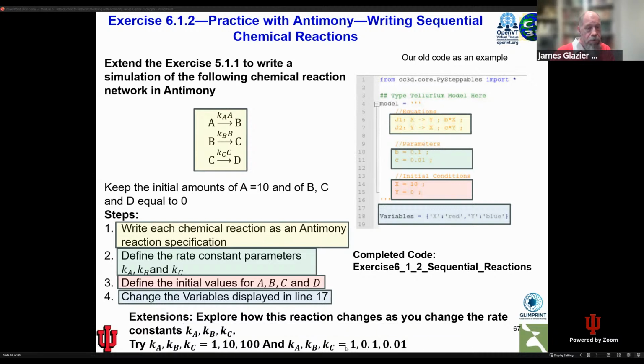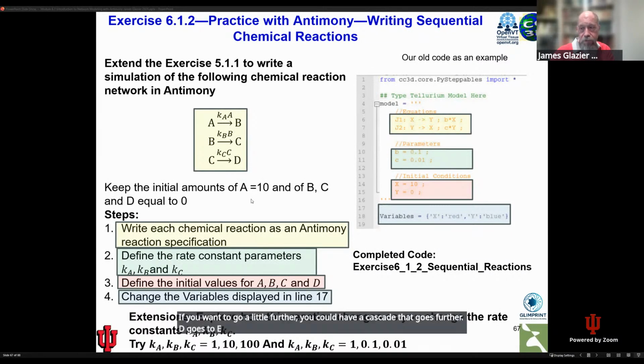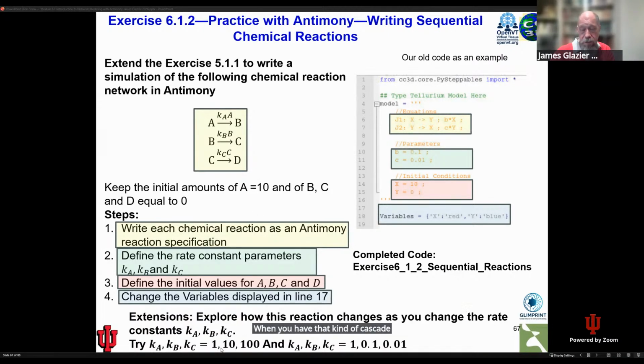You can have what are called sequential reactions, simultaneous reactions, a whole variety of different situations. If you want to go a little further, you could have a cascade that goes further. D goes to E, E goes to F, F goes to G, G goes to H, H goes to I. When you have that kind of cascade and you use this kind of geometric rate law for the rates, you get some quite interesting behaviors.